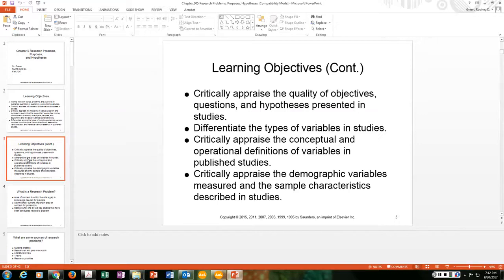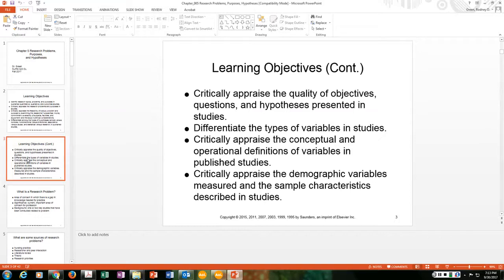Differentiate the types of variables in studies. Critically appraise the conceptual and operational definitions of variables in published studies, and critically appraise the demographic variables measured and the sample characteristics described in studies.